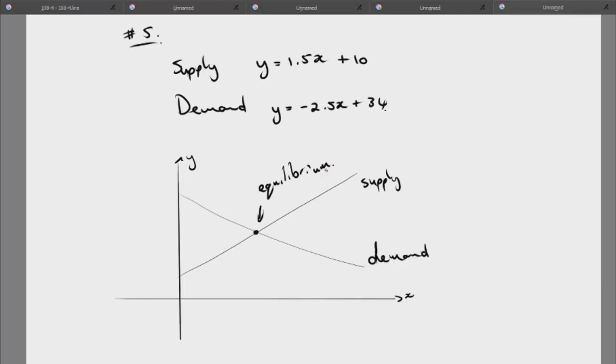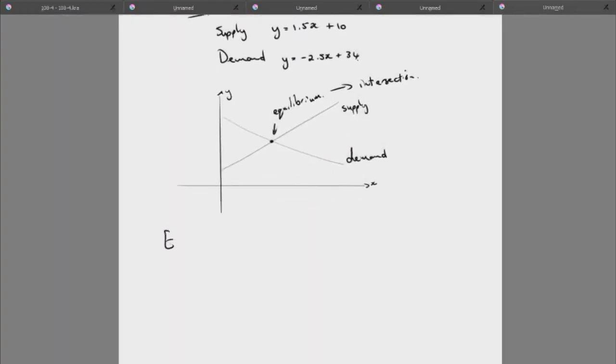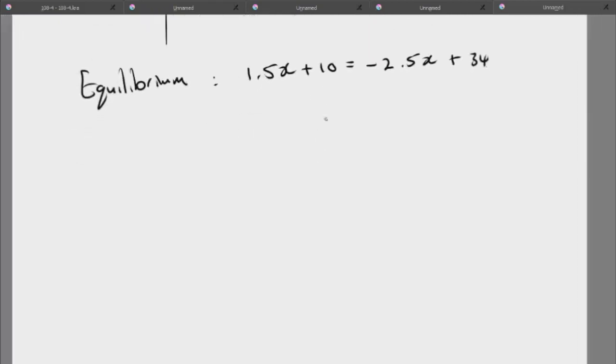How do I find the intersection of two lines? Yes, I set them equal to each other. So I'm going to zoom out a little bit so I can see them. So equilibrium is 1.5x plus 10 equal to negative 2.5x plus 34. Then I just have to solve for x here. I'll take the x's to the left, so that becomes 4x, and 10 to the other side, 24. So x is 6.